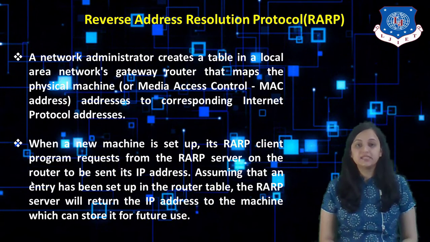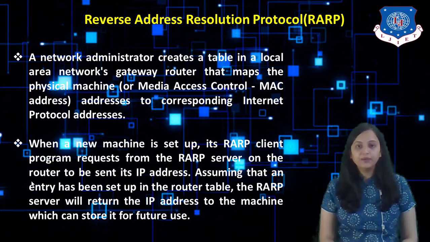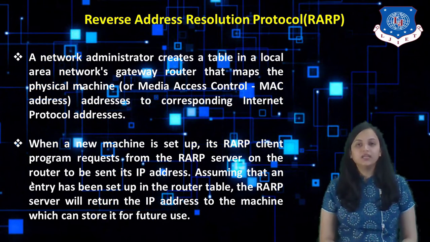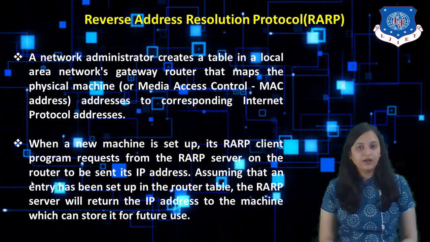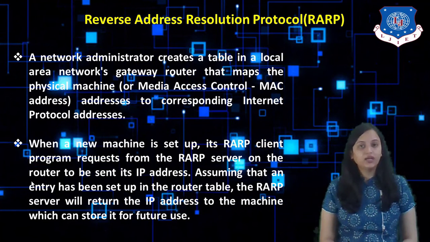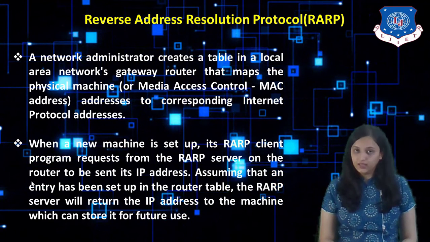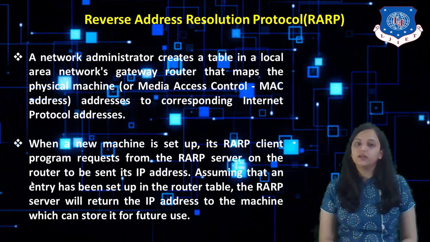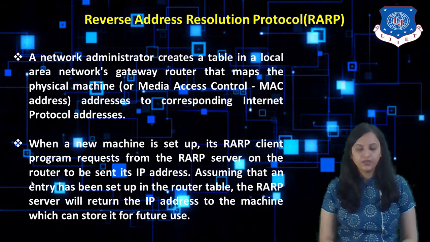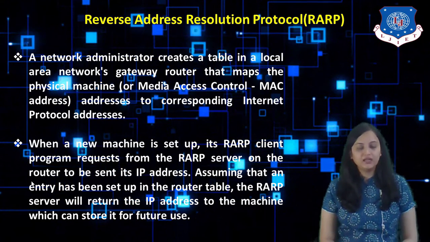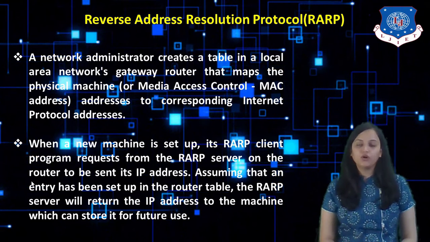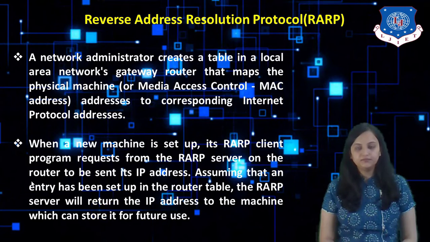So when a new machine is set up, its RARP client program requests from the RARP server on the router to be sent its IP address, assuming that an entry has been set up in the router table where the data is maintained, and the RARP server will return the IP address to the machine, which can store it for its future use. So this is how we can find the MAC address from the IP address and the IP address from the MAC address using the protocols ARP and RARP.